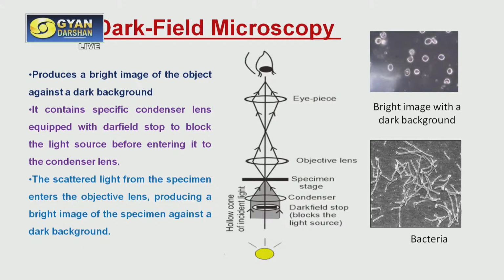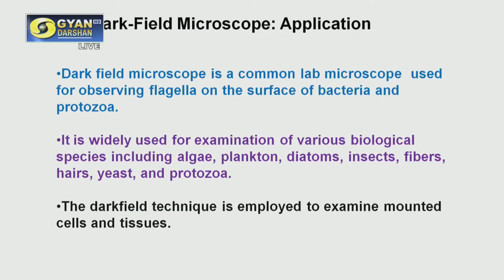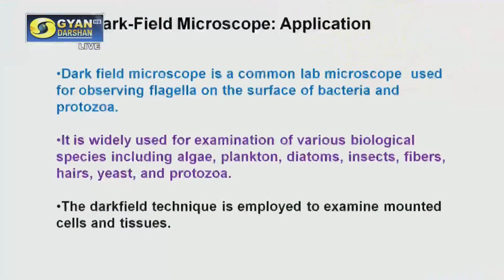The dark field microscope is applicable for observing the flagella on the surface of bacteria and protozoa. It is widely used for examination of various biological species like algae, plankton, diatoms, insects, fibers, yeast and protozoa, etc. This dark field microscope is employed to examine mounted cells and tissue. The basic setup of the bright field microscope and the dark field microscope are the same, but the difference is that we put the dark field stop in the dark field microscope.